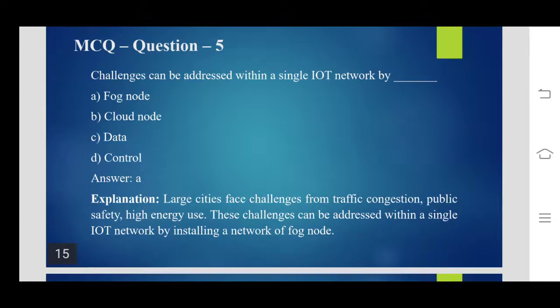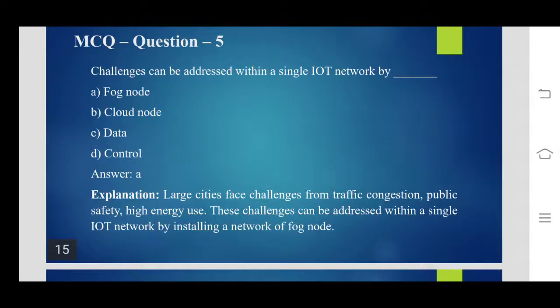Then question number 5: the challenges can be addressed within a single IoT network by fog node. Option A. The explanation is large cities face challenges from traffic congestion, public safety, high energy use. These challenges can be addressed within a single IoT network by installing a network of fog nodes.